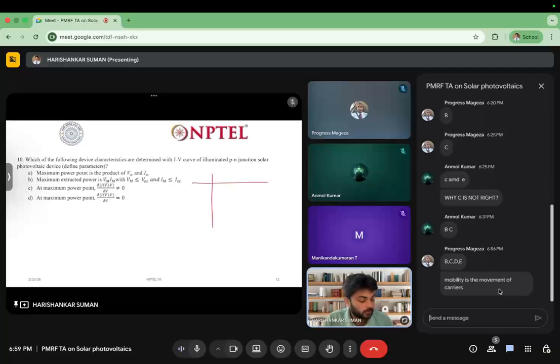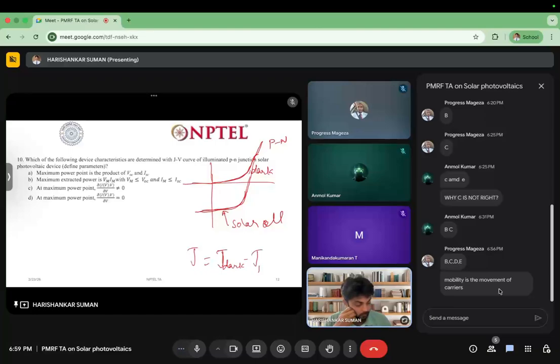Okay, let me. A diode has a curve like that. This is dark, only the PN junction. When we put light on the PN junction, this curve is shifted. This is the solar cell output. J total equals J dark minus J photocurrent. This is the total current J, and this is the applied voltage.